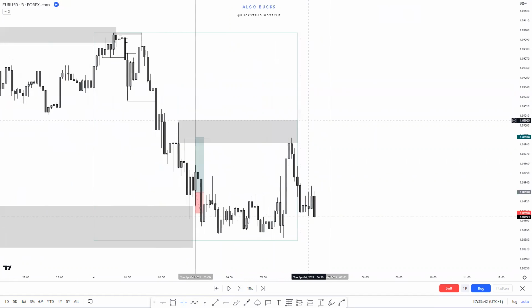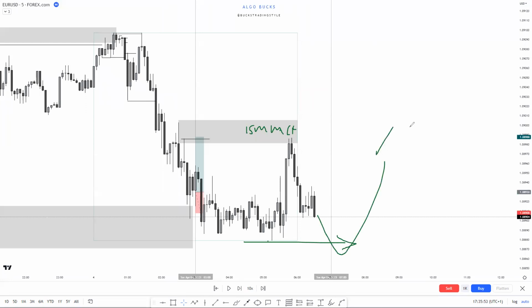Price gave us multiple structure points here, but then it reacted from this 15-minute weak high. This was a 15-minute weak high. So we probably want to see the Asian low get taken out before we can hop on the buys.